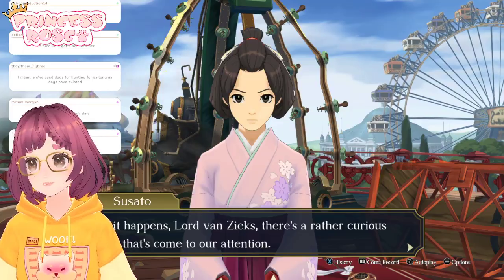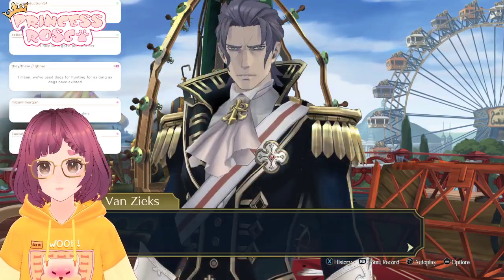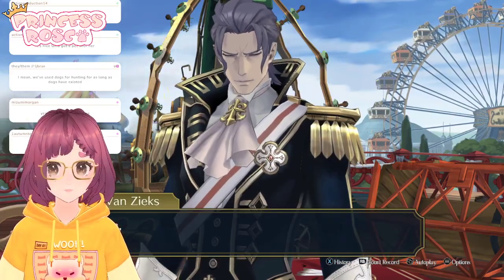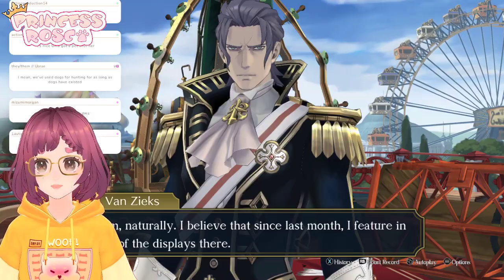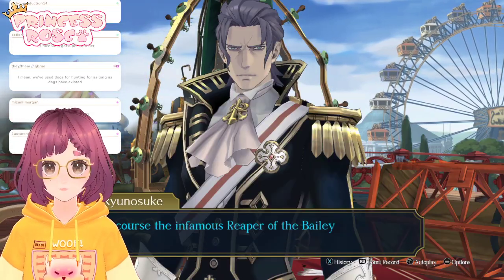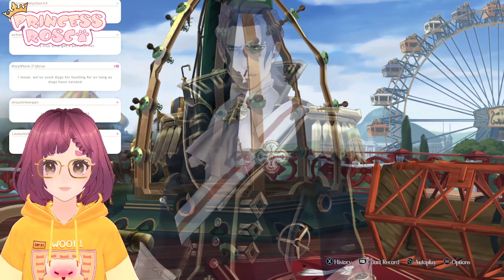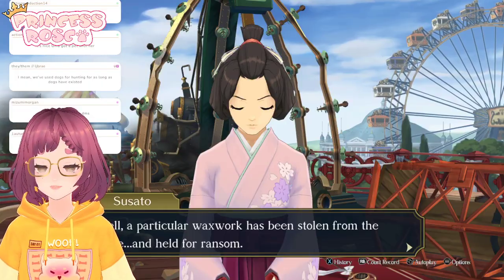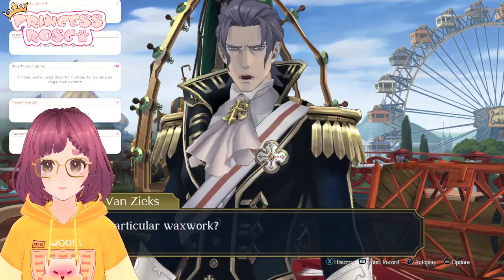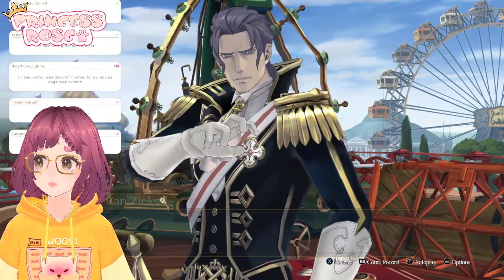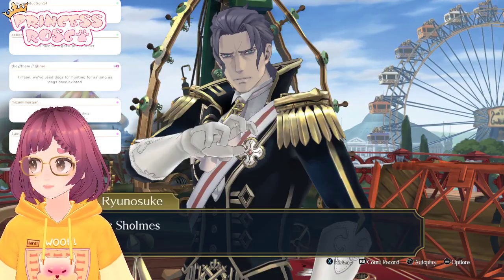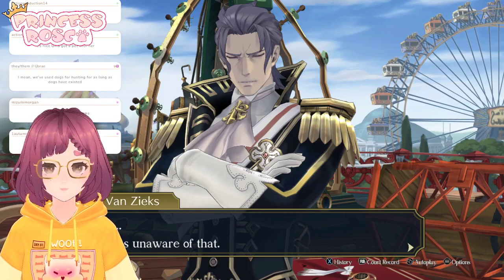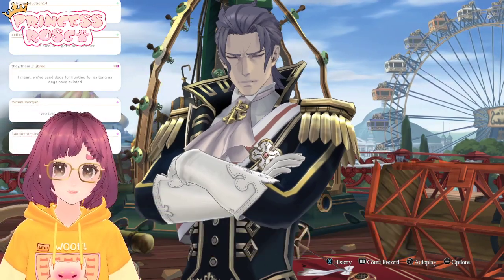As it happens, Lord Van Zieks, there's a rather curious case that's come to our attention. Are you aware of the Madame Tuspel's Museum of Waxwork by any chance? I am, naturally. I believe that since last month I feature in one of the displays there, for public scorn. Of course, the infamous Reaper of the Bailey would have to be exhibited, wouldn't he? Well, a particular waxwork has been stolen from the place and held for ransom. A particular waxwork? Which... Wait, you mean... Yes, it's the professor. Mr. Sholmes is investigating the case as we speak. I was unaware of that. He's turned as white as a sheet.